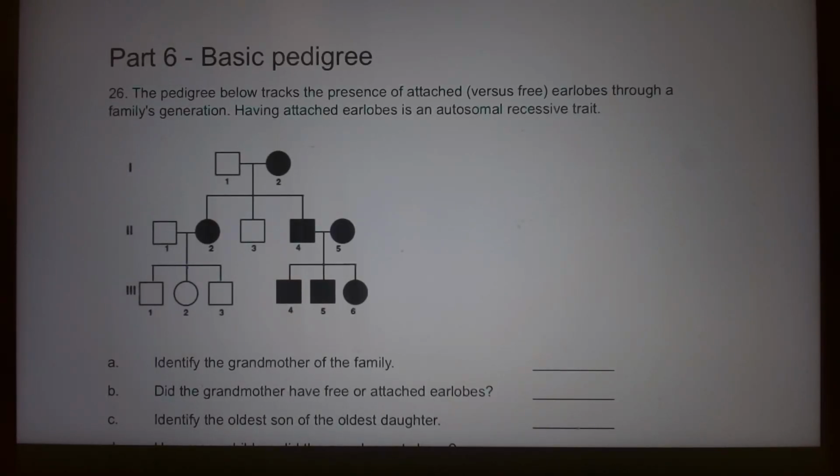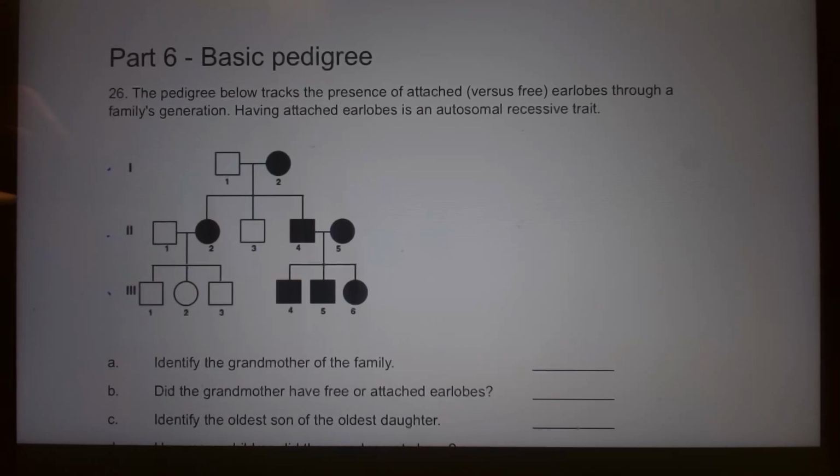16.3 Practice Guided Problems and Part 6, Basic Pedigree. The pedigree chart is a diagram that shows the occurrence and appearance of a particular gene or trait from one generation to the next. Now, we will see 3 generations, 1, 2, and 3, in here.